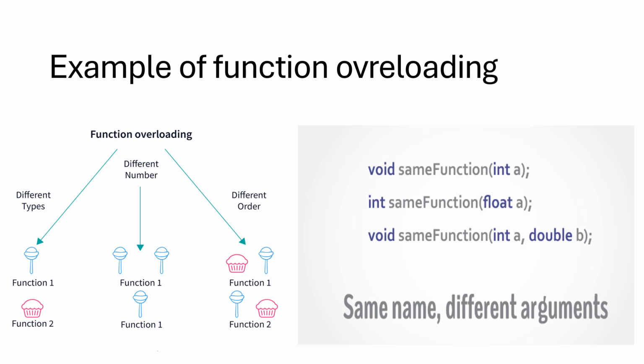And order, that is, it is not a perfect order. That is, integer, double, and integer, the data type should be in the same order. It is not a rule, sir. Any order it can be.